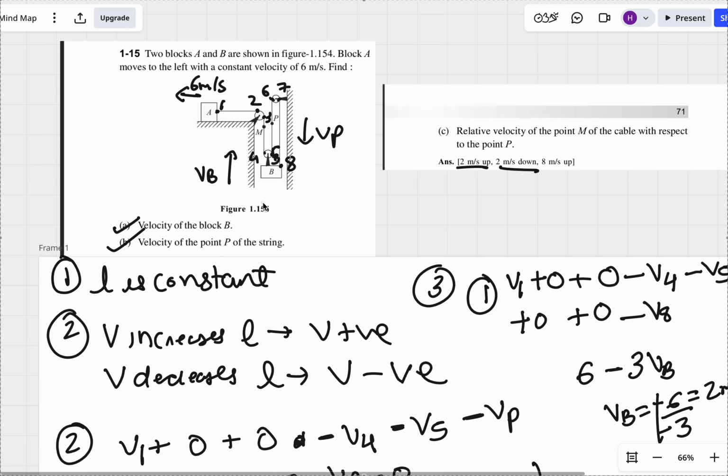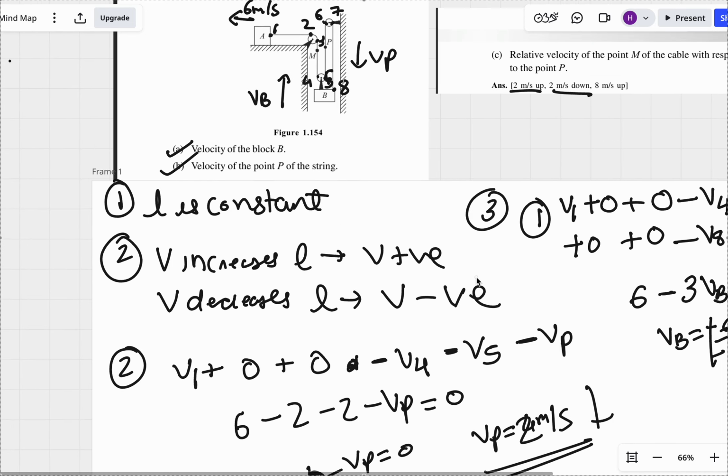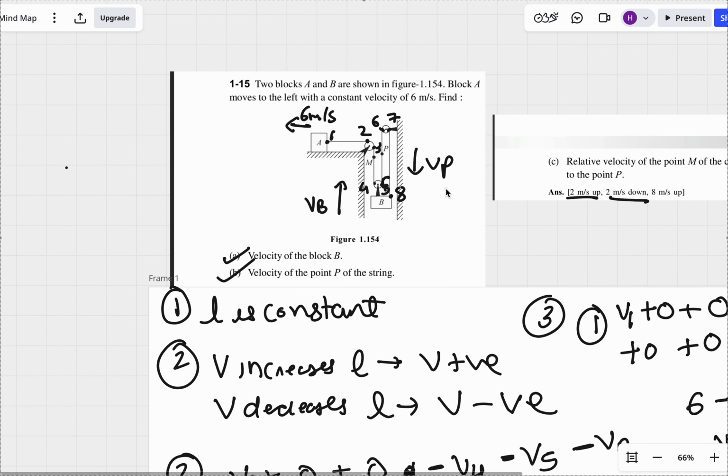Hopefully you are able to get a feel, right? We are assuming VP downwards. VP is decreasing the length between P and 0.5, hence it is negative. We are able to get a positive answer, so we know that we have assumed the right VP.